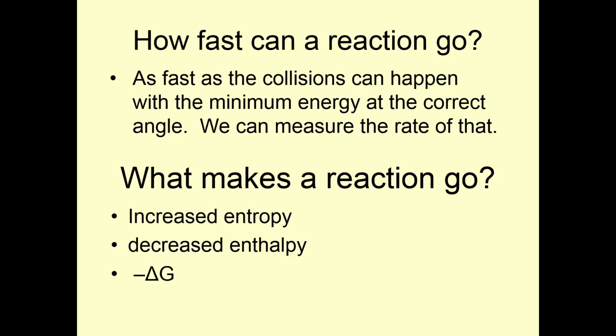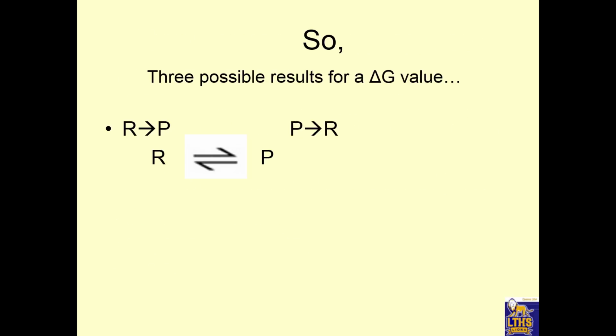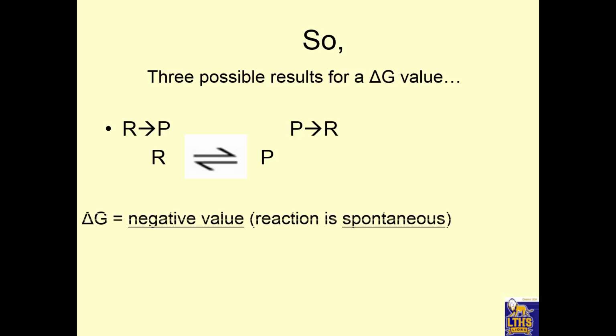So far we know how fast a reaction can go because it's based on collisions. We know what makes a reaction go because we know the driving forces. So if there's a delta G going on, reactants can turn into products, products can turn into reactants, or both reactants and products can turn into each other.